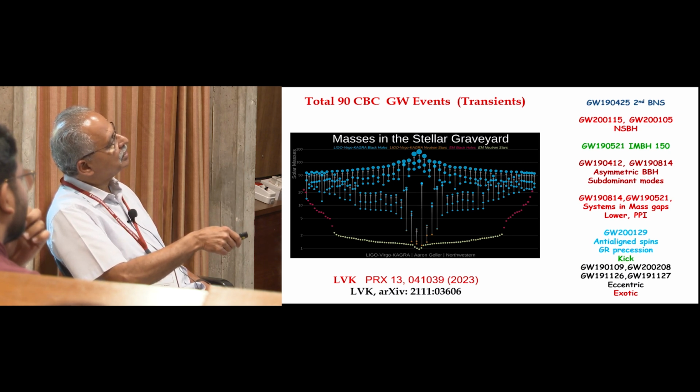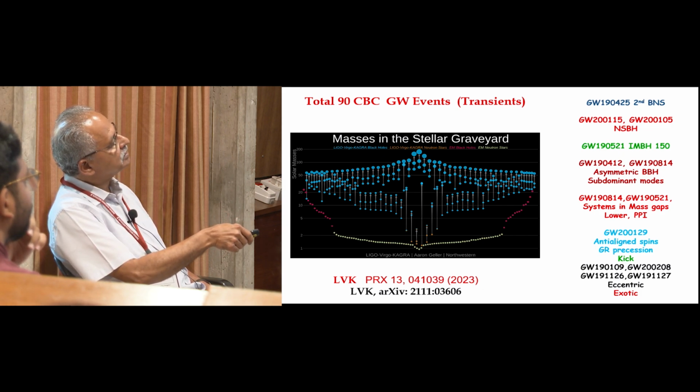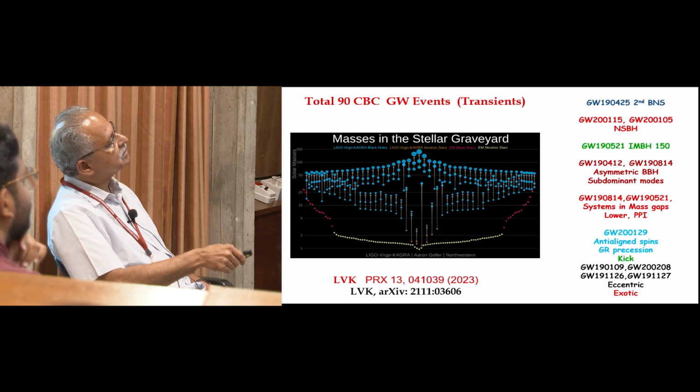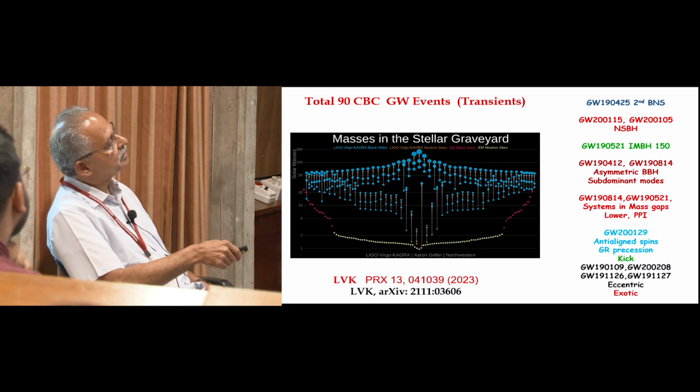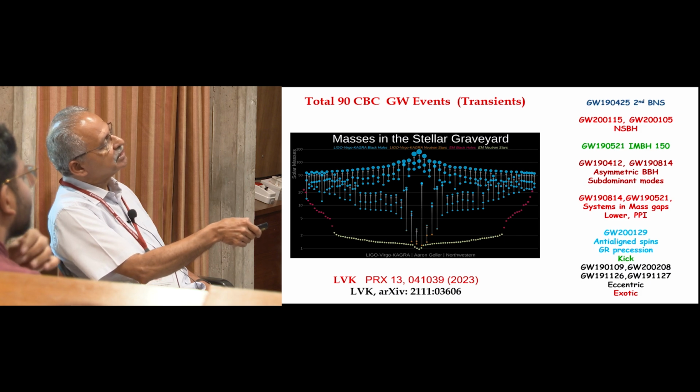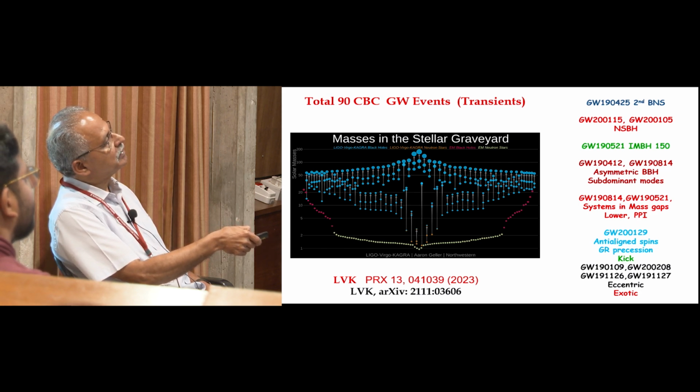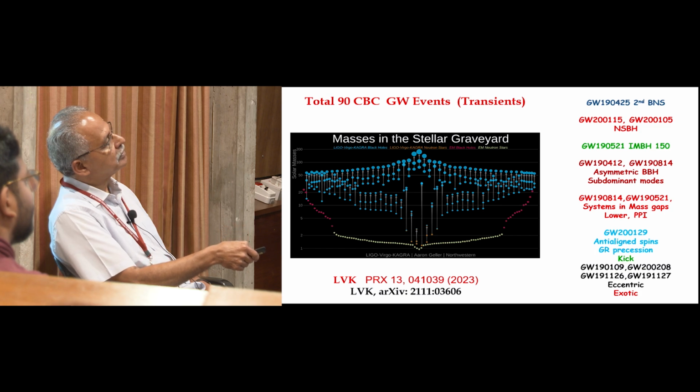That is basically shown here. What is shown here are different systems, their masses. These are the two binary systems, the component systems which create that particular thing. And if you really ask, what does this catalog basically have? For example, we saw the second binary neutron star. We saw a neutron star black hole system. We saw an intermediate mass black hole system, which is 150 solar masses at the top. We found systems which are asymmetric.